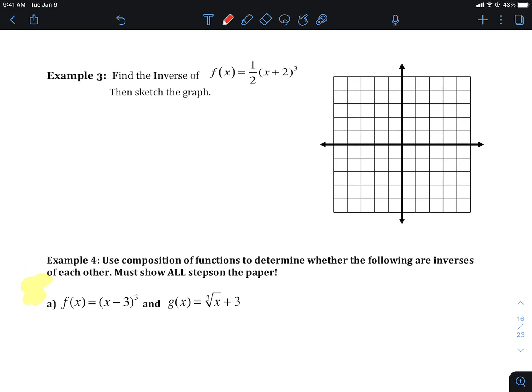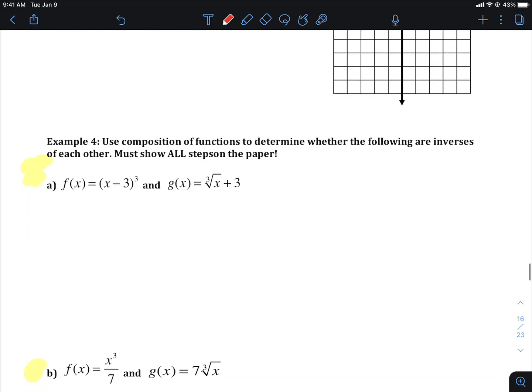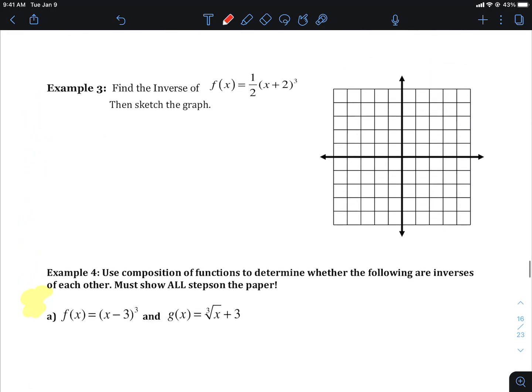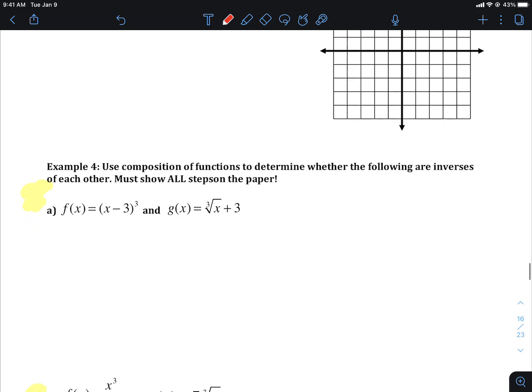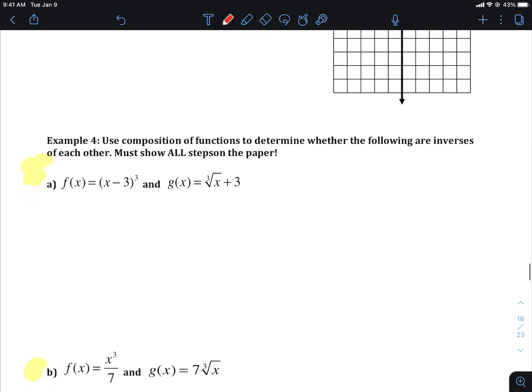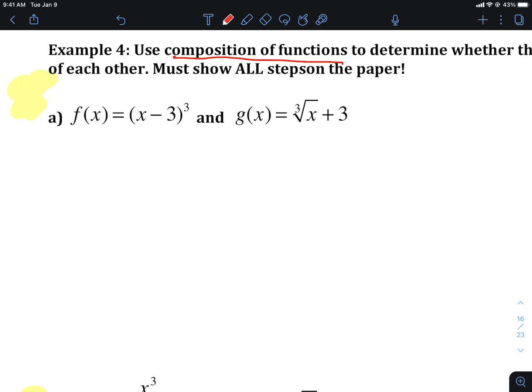If you want all the examples and everything, I do have that worked out in the full example, so I'll also have that linked. But I would not worry about finding inverses here of these graphs. It's got a couple of weird steps there, so don't worry about that. We will use composition of functions to verify if something is an inverse or not. So that does come up on future tests and quizzes. So let's see what that might look like here.